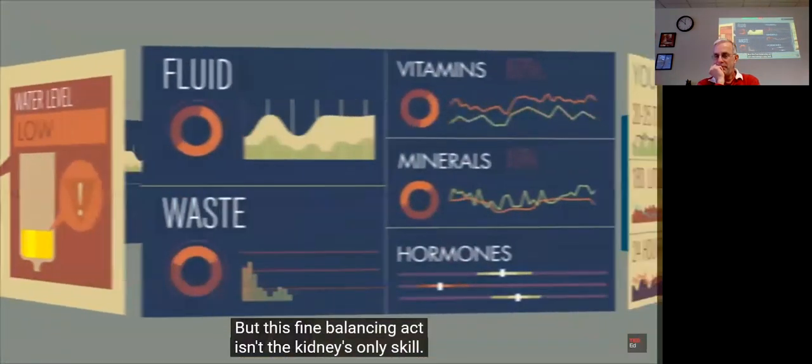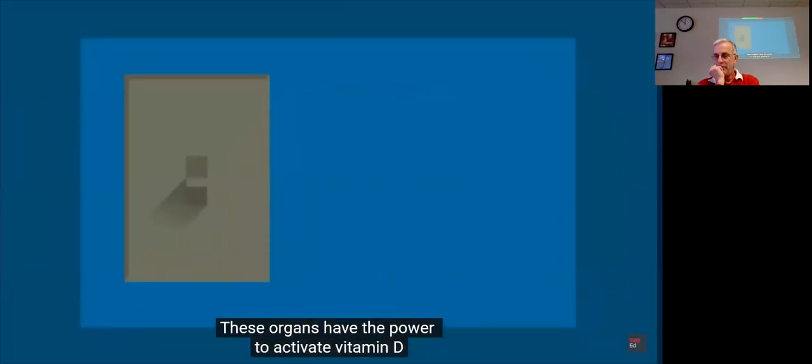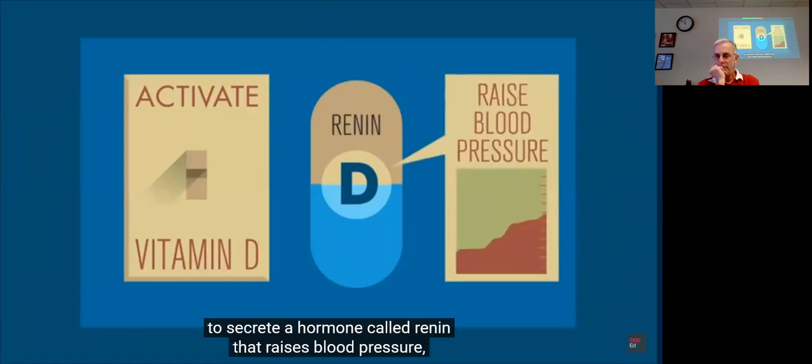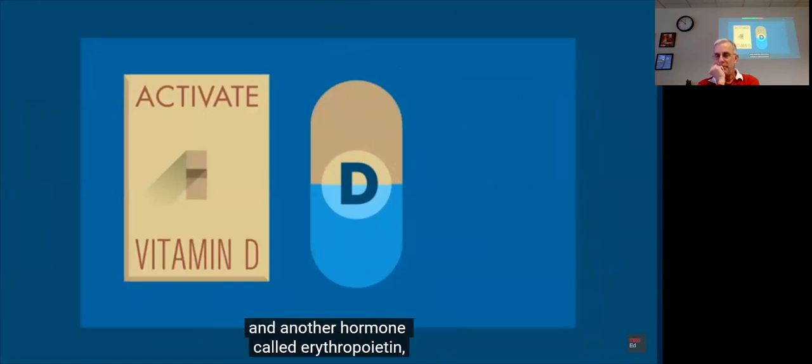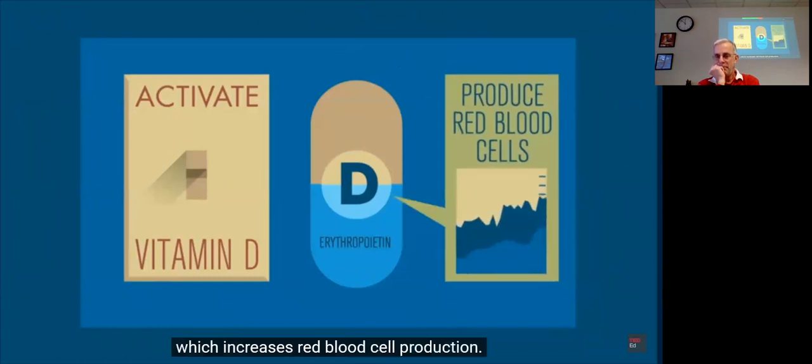But this fine balancing act isn't the kidney's only skill. These organs have the power to activate vitamin D, to secrete a hormone called renin that raises blood pressure, and another hormone called erythropoietin, which increases red blood cell production.